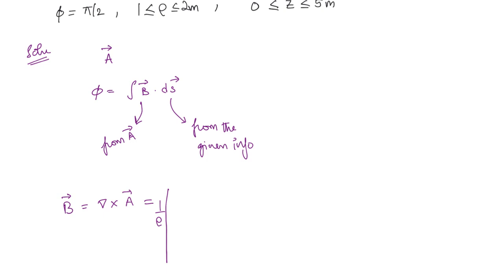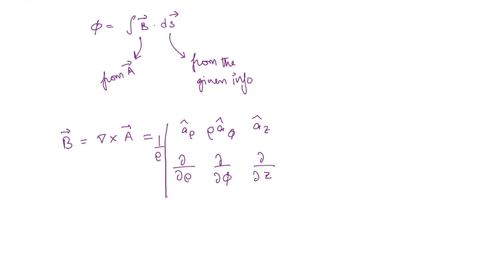Okay, so 1/ρ, âρ, âφ, here it is accompanied by ρ, and finally you have âz. Okay, and ∂/∂ρ, ∂/∂φ, ∂/∂z, and the last row is going to be Aρ, ρAφ, and finally Az. So what are these? These are the components, right? This is the ρ component, Aρ, the φ component and the z component.